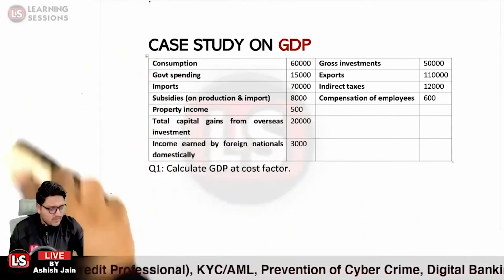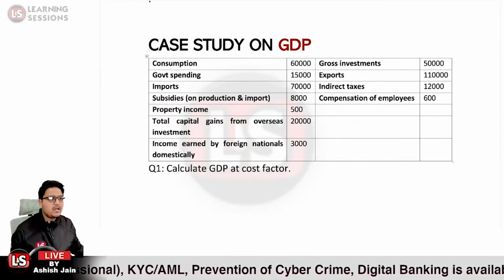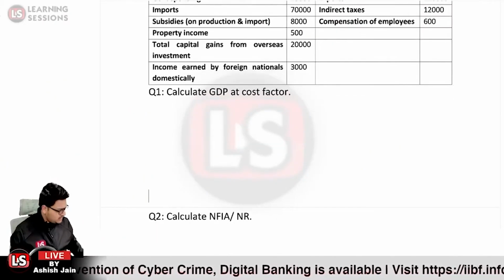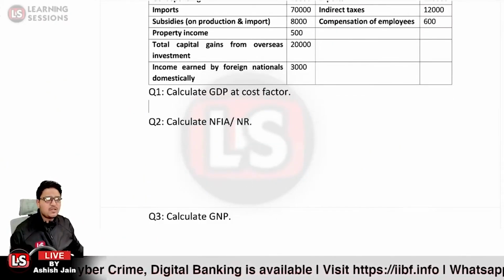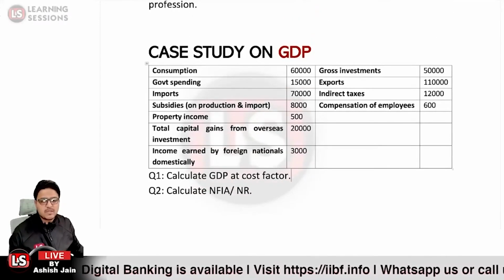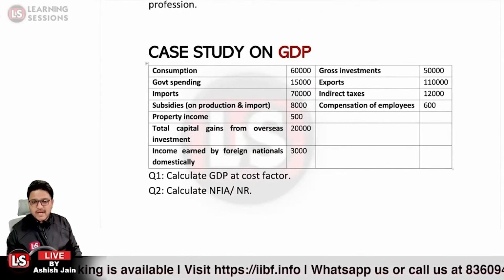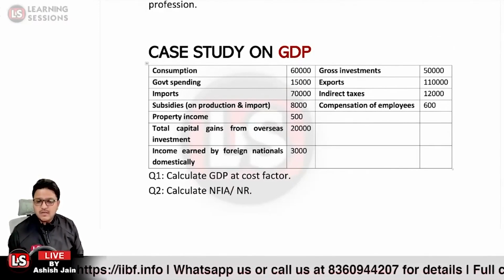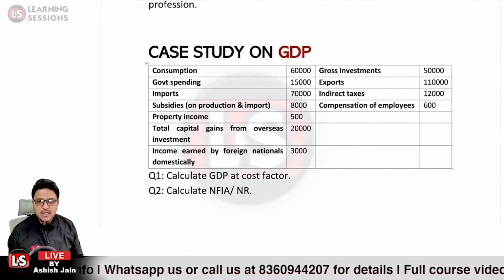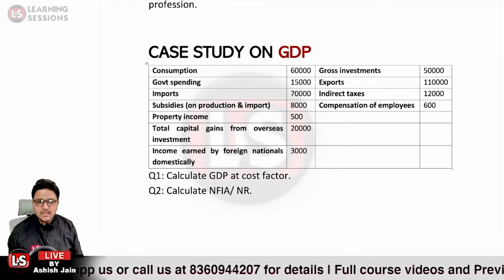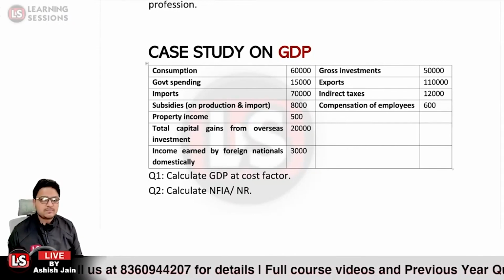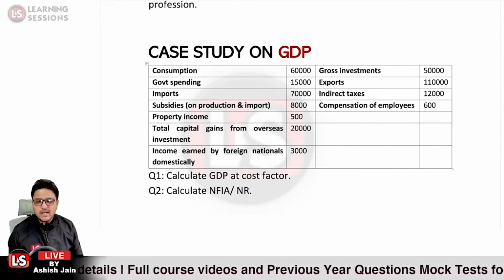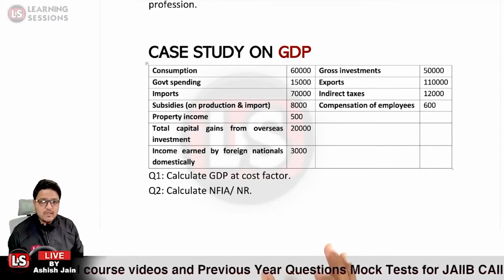Next question that we are going to cover, let us have a look at what the second question says over here. So we need to calculate the NFIA, net factor income from abroad, or net receivables. Kindly please do answer at the earliest. I already told you what NFIA is related with.